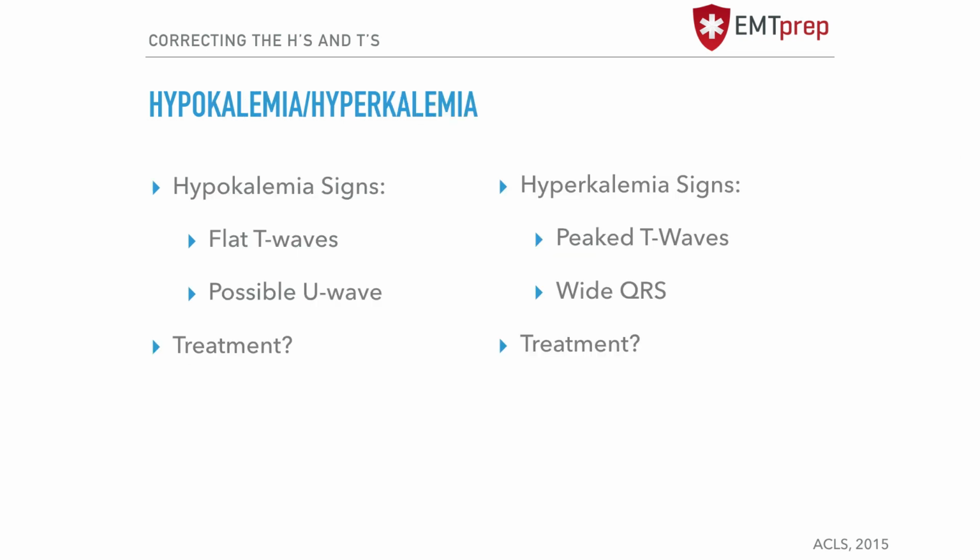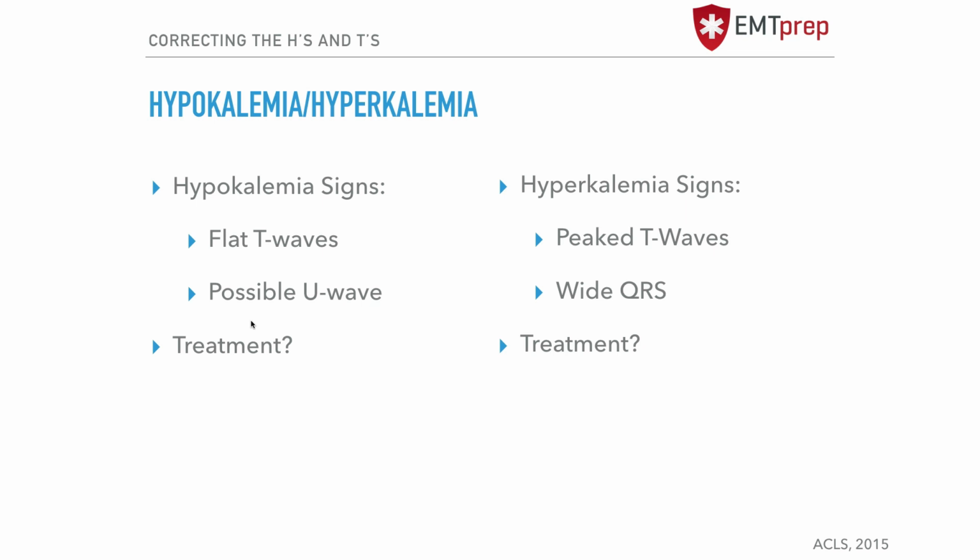The K in VOKAT stands for hypokalemia and hyperkalemia. With hypo or low potassium, we're going to see flat T waves and a possible U wave. We'll look at some EKGs here in a second. We're not really going to have much to do in the pre-hospital setting in terms of treatment for this. It's one of those more difficult ones where they have to draw some blood labs to confirm and then give IV potassium.